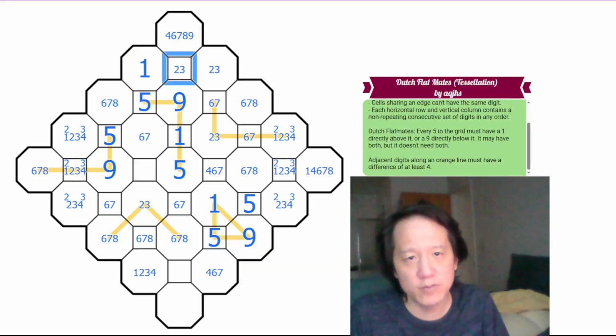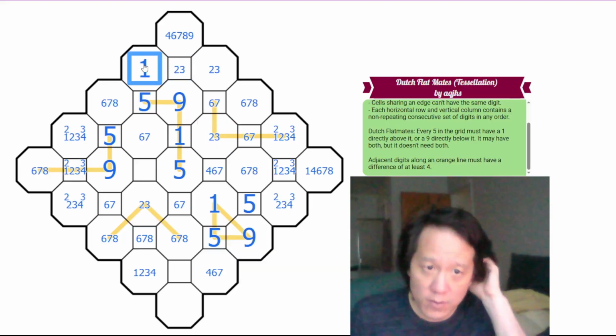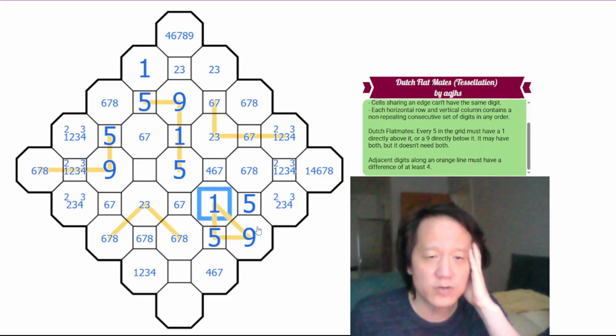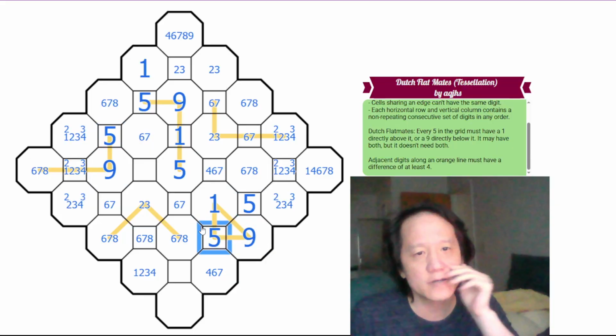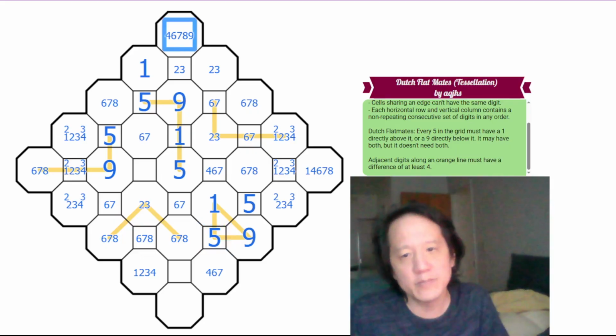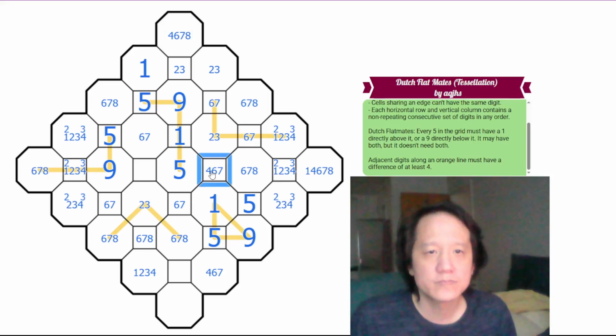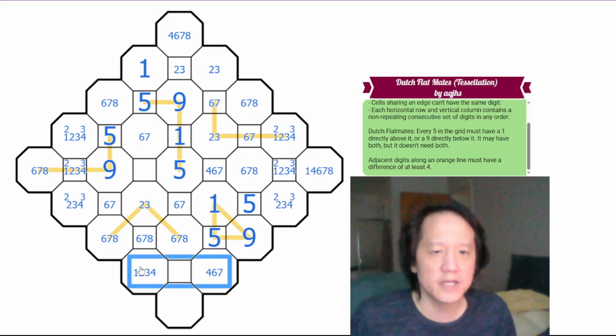So this can't be 1 here. This is 5 with a 1 above it, 5 with a 9 below it, 5 with a 1 above it, 5 with a 9 below it. Okay. This can't be 9 because of a 9 in the column. Remaining digits, so this cannot have a 5 here now.